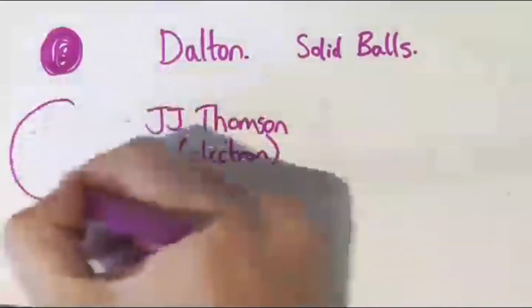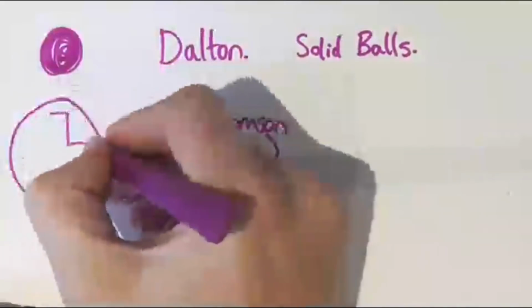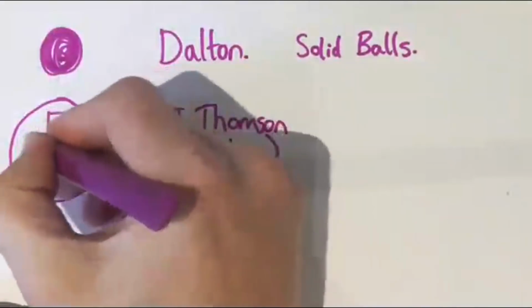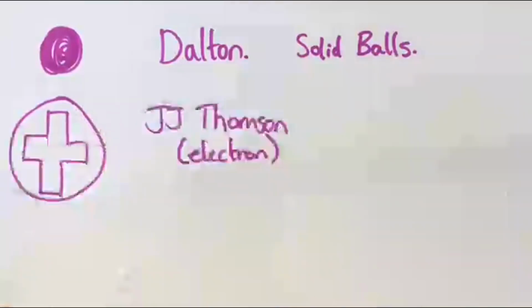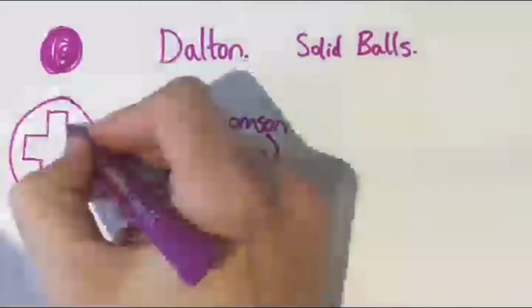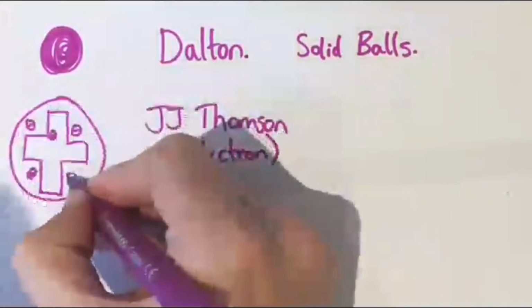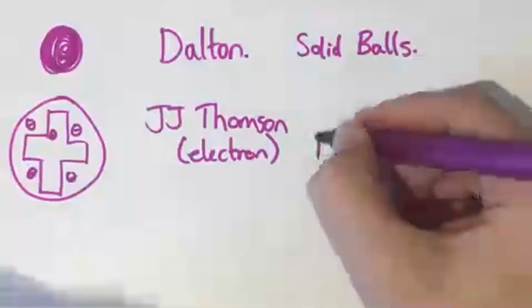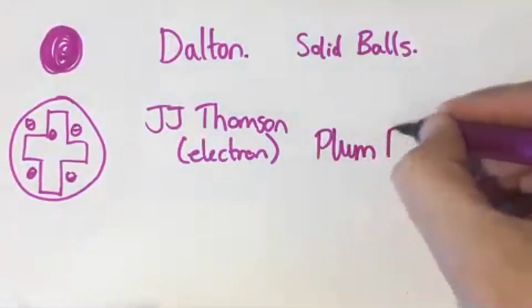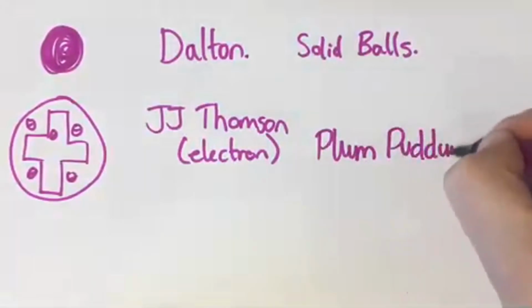Okay, so what he does is he calls his model the plum pudding model. Now, this giant plus sign here is not a feature of the atom. That's just saying the whole thing is positive. And then inside here are dotted negative electrons. So he calls this model the plum pudding model because it looks like a plum pudding.